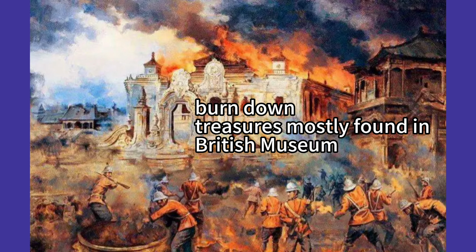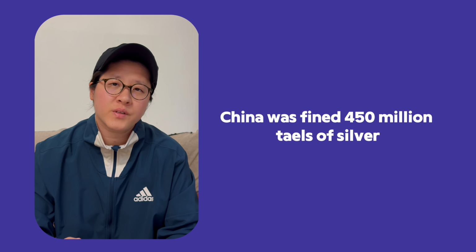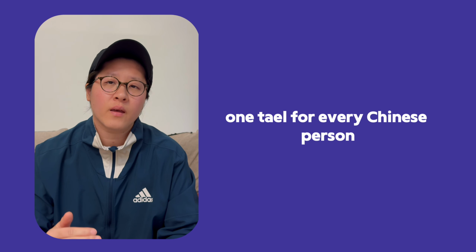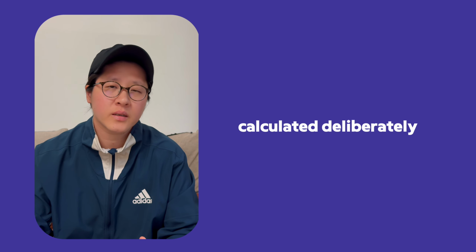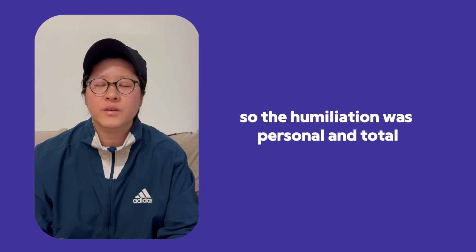Then came the Boxer Protocol. China was fined 450 million taels of silver, one tael for every Chinese person, calculated deliberately, so the humiliation was personal and total.